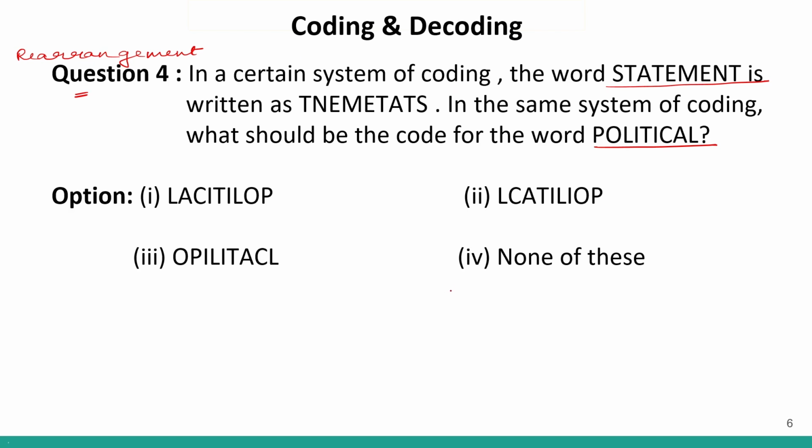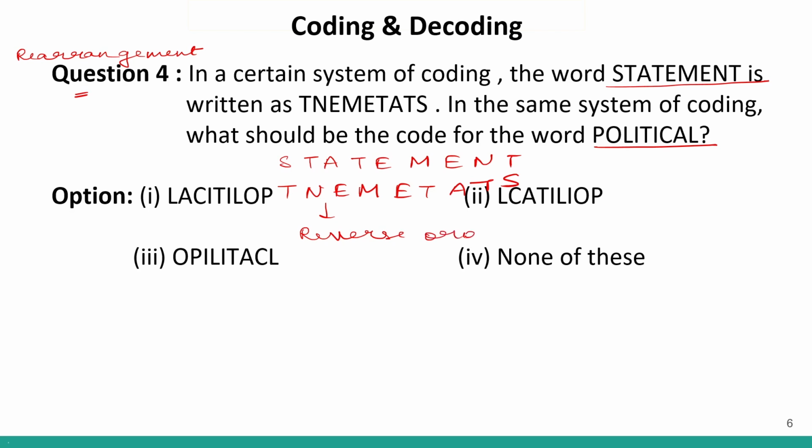That means we are rearranging the alphabets in order to get a code. Correct? So now what will I do? I will write them one below the other. So statement, these are the alphabets in statement, is written as TNEMETATS. So when I look at these two words, I can see this is basically written in reverse order. TNEMETATS is simply just the reverse order of statement.